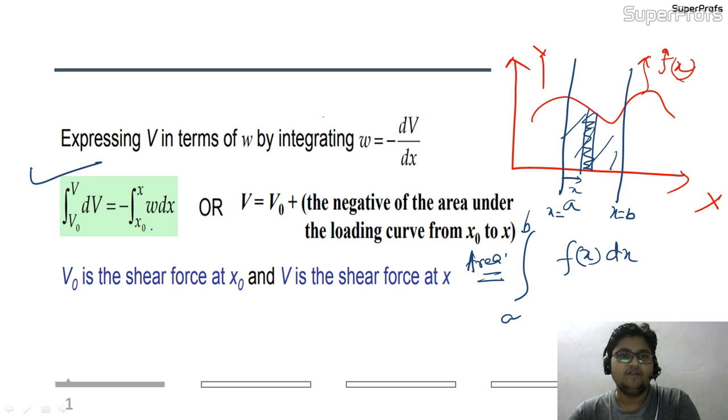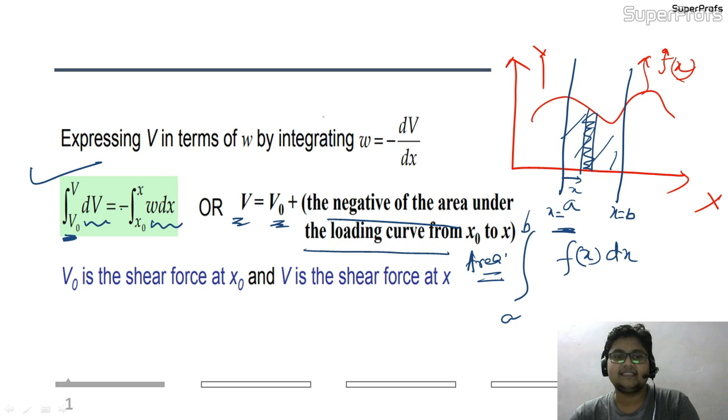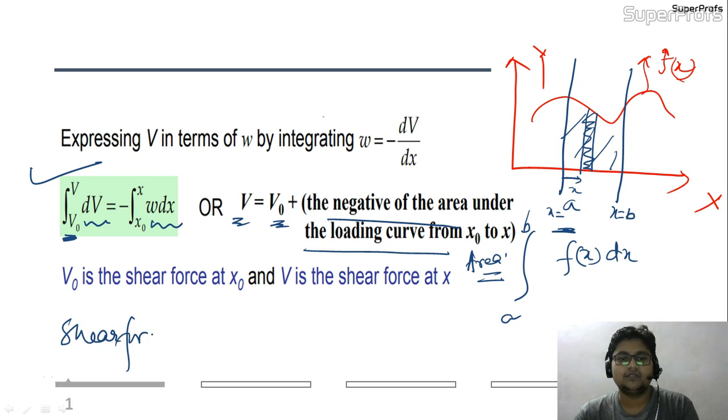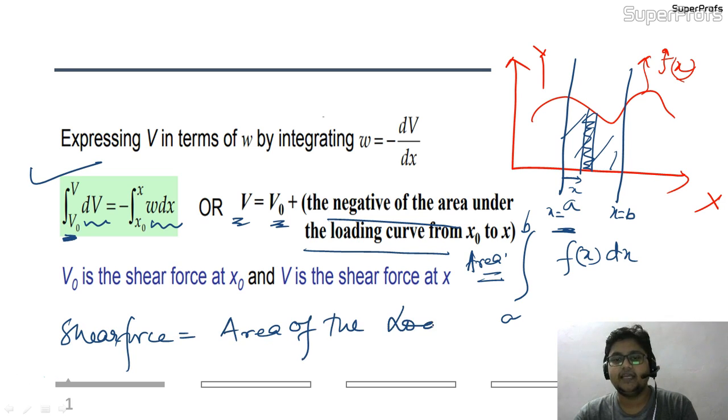So this area will give me the shear force. The area W dx will give me the shear force. So V is nothing but V naught, that is the initial limit, plus the negative of the area of the loading diagram. Why this negative? Because the negative sign was already present. So it will represent the area of the loading diagram. So in a gist, I can write it here as shear force is equal to the area of the loading diagram.